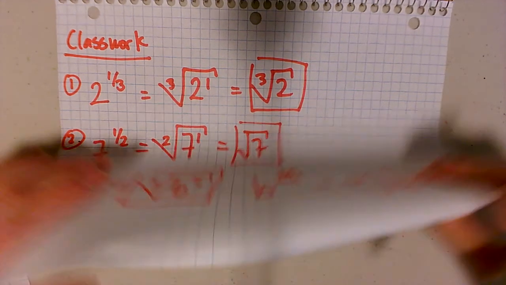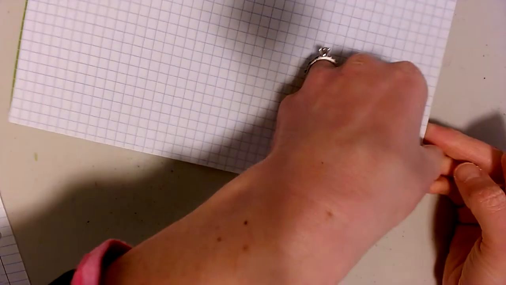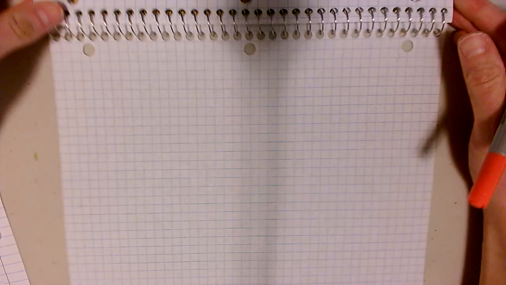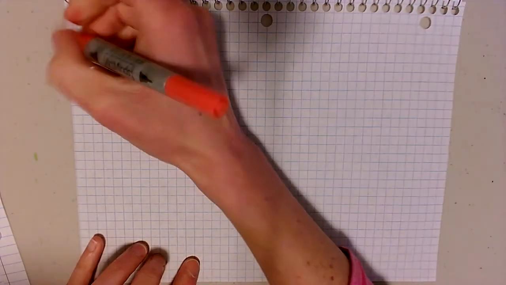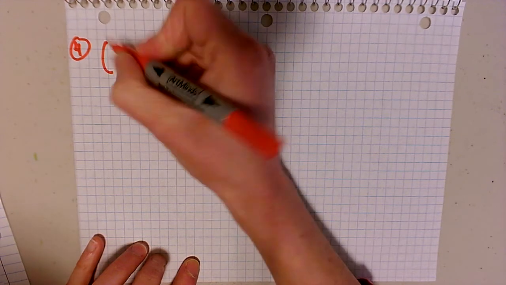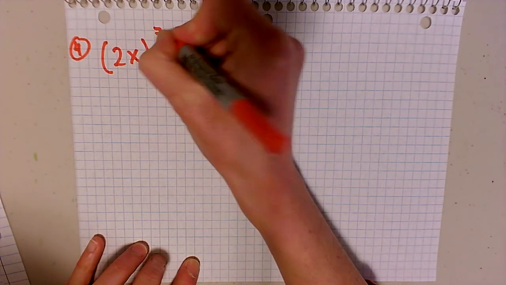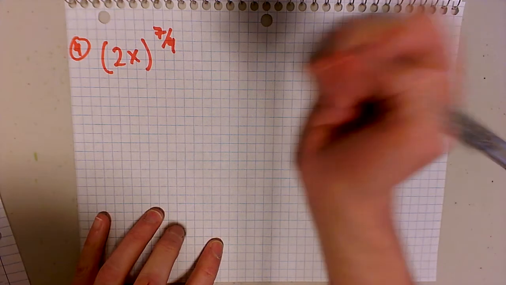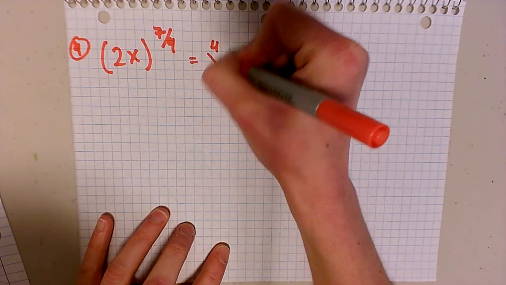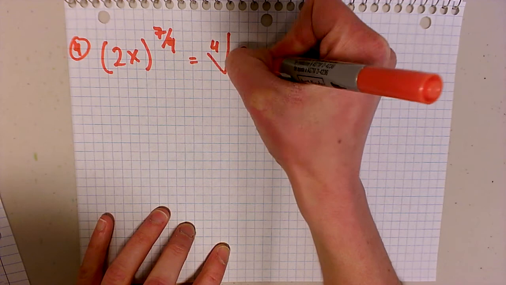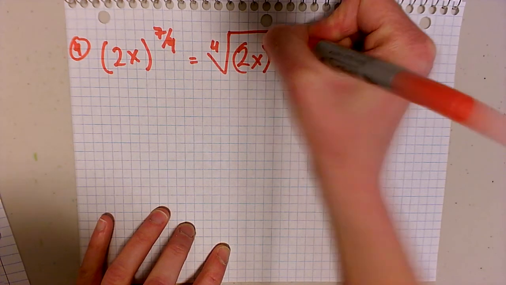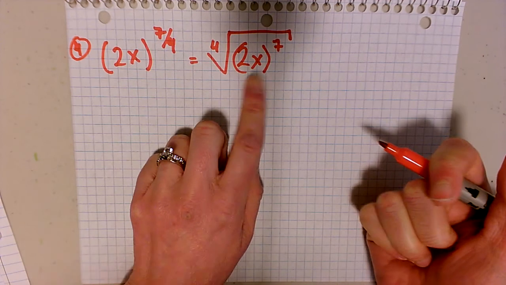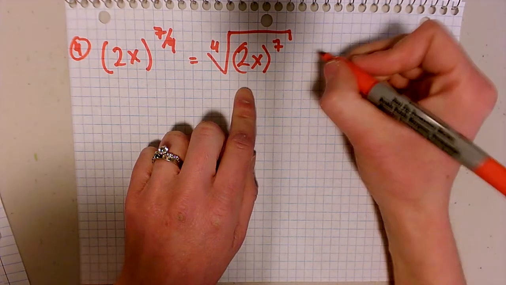Now we're going to start throwing in parentheses, constants, and coefficients, and get a little more complicated. For number 4, we have, inside parentheses, 2x raised to the 7/4. Both the 2 and x are in parentheses, so our exponent of 7/4 applies to both. This turns into the 4th root of 2x to the 7th. We can simplify that on the inside, and we should. If you can simplify, you should.